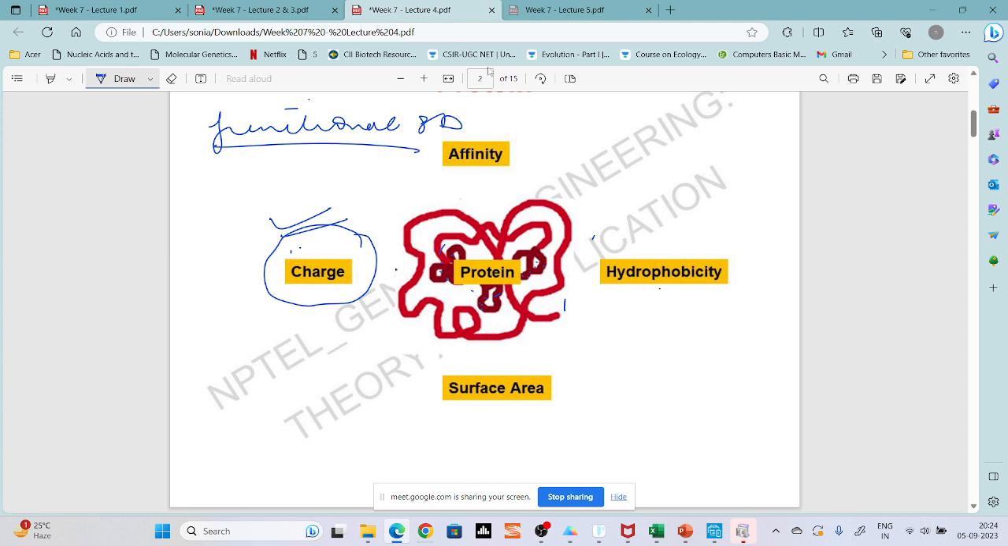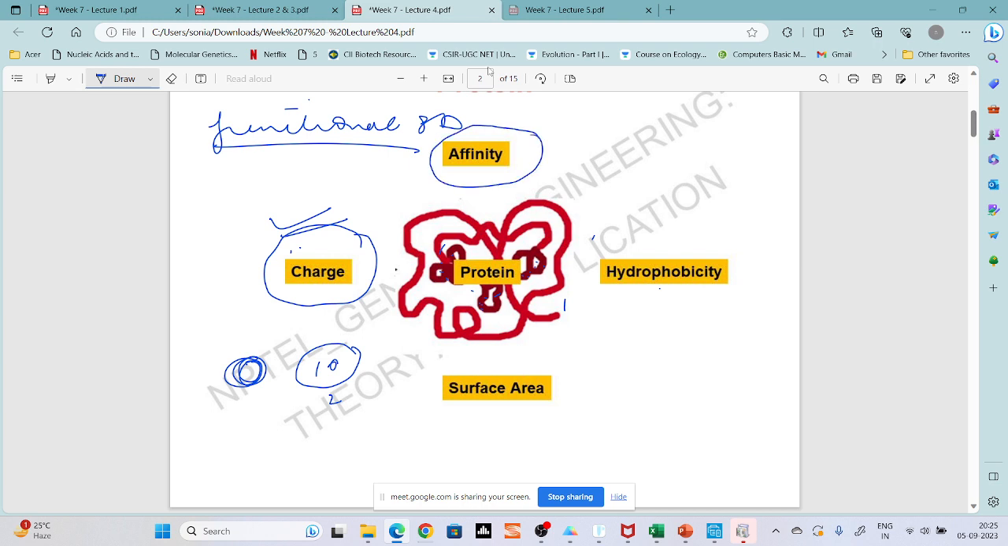Second is the surface area. Surface area means some proteins have functional groups which are very large, so proteins will be very large, or some proteins have 10 functional groups attached to them. Some proteins will have just two functional groups attached to them. So a protein which has 10 functional groups attached will have a greater surface area, whereas proteins which have two functional groups attached will have a lesser surface area. So this surface area property is also exploited to separate the proteins.